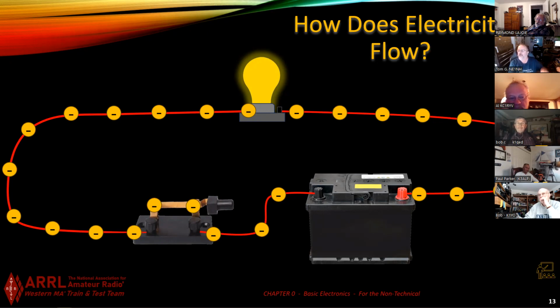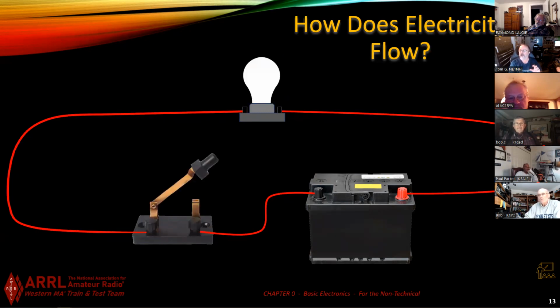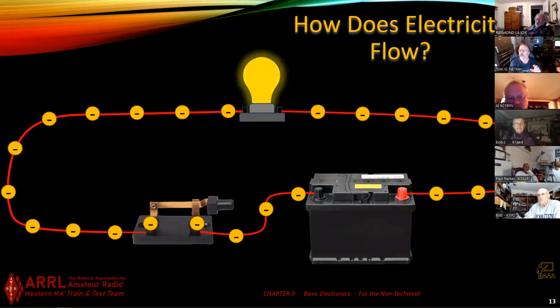Okay, and we'll talk about that more later, but just understand that we talk about electron flow and there's some validity to that, but it is more complicated than that. But still, the circuit works just like we talked about. Close the switch, bulb comes on.